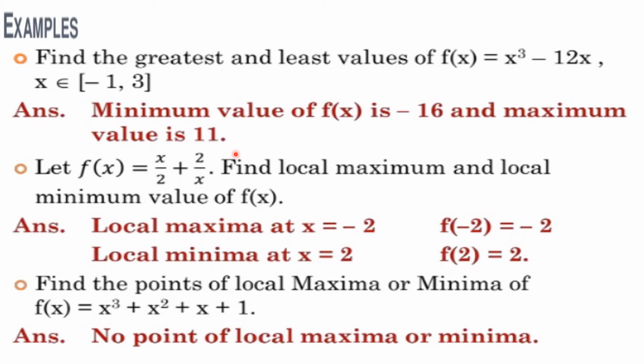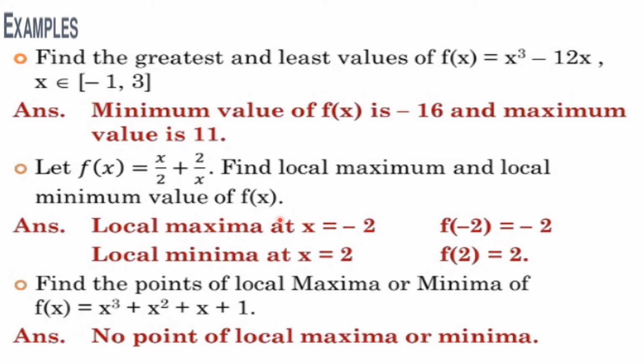Okay, my children? Right. Now come to the second example. f of x is equal to x by 2 plus 2 by x. Find the local maximum and local minimum of f of x. How do you find? Same steps. We have to find f dash of x. After that, we have to find critical points.